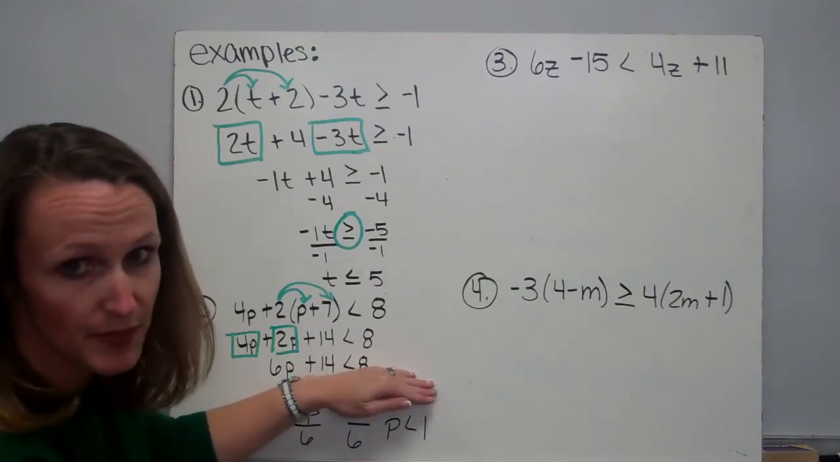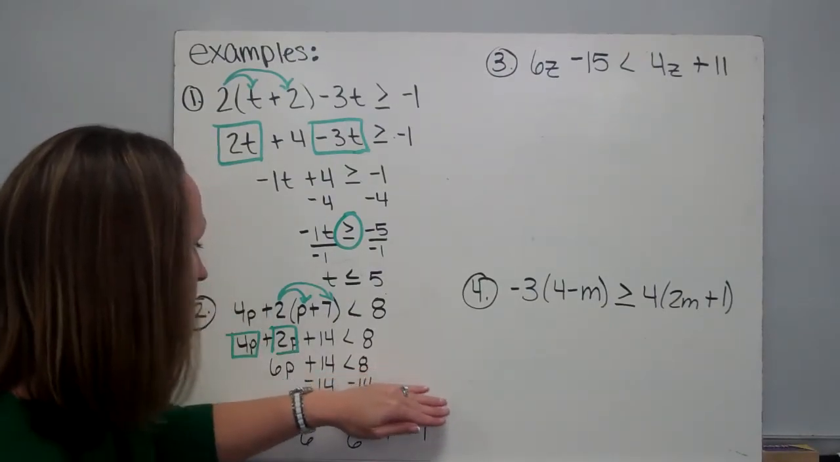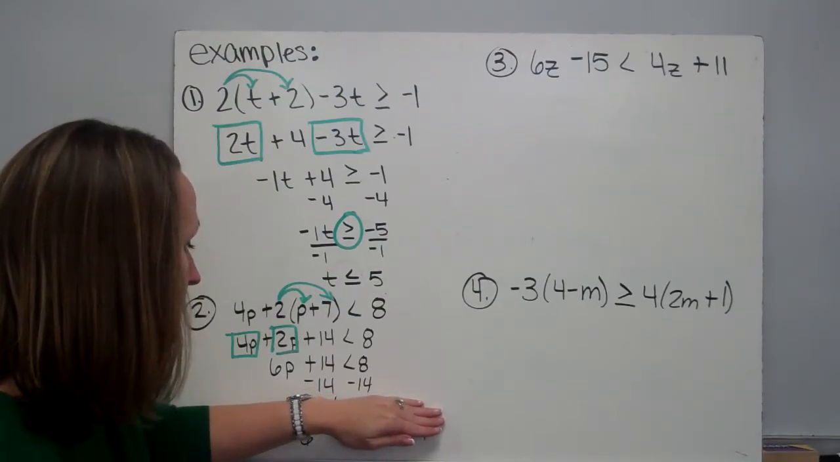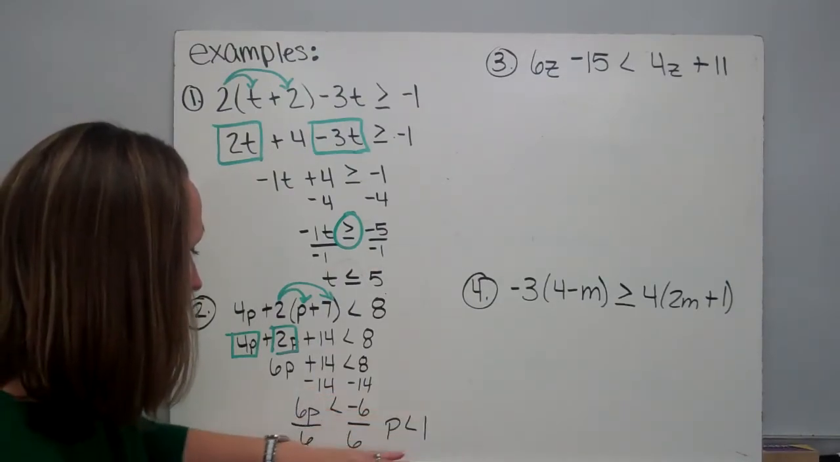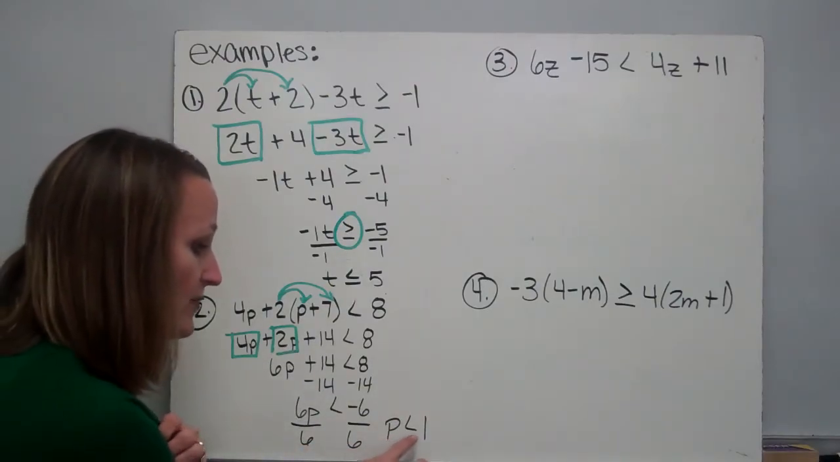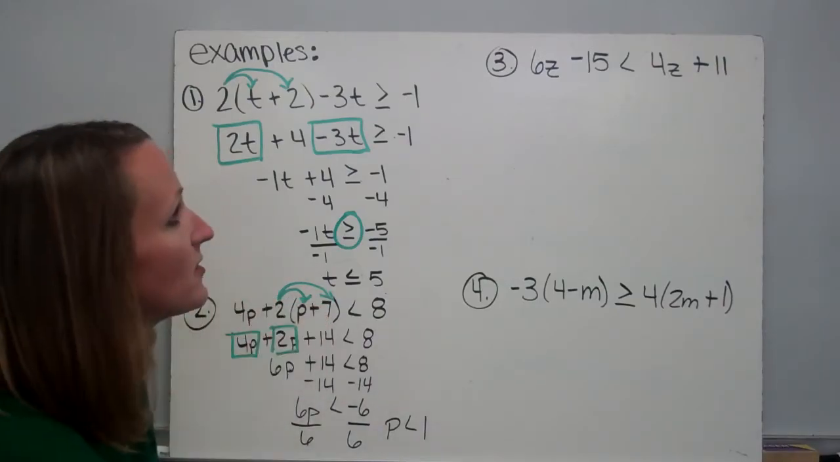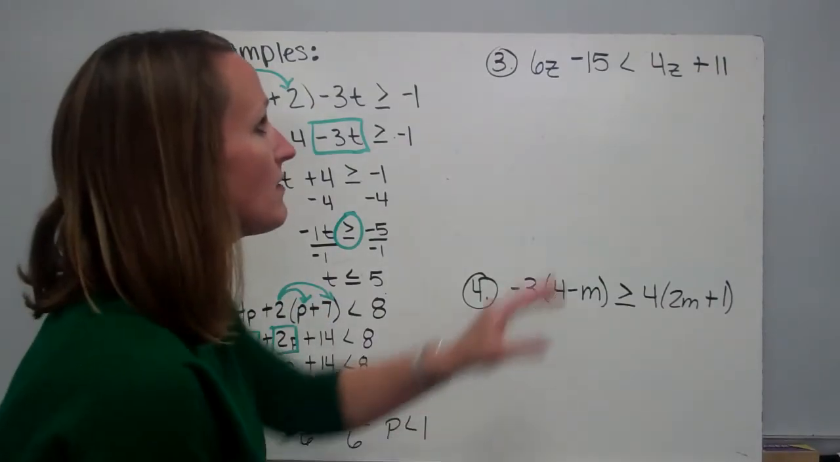Now, that's a two-step inequality. We know how to do this. Subtract 14 from both sides. I get 6p is less than negative 6. Divide both sides by 6. I have p is less than 1. Those weren't too bad other than the distributive property. So now, let's look at another one.